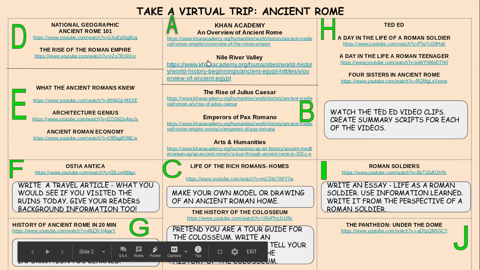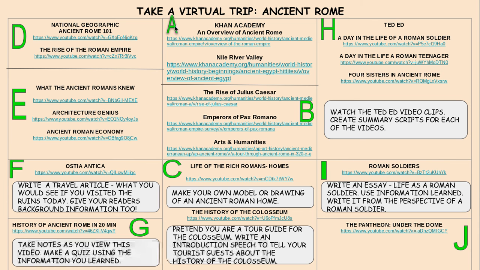Yesterday, on day one, you watched these two videos in section A and filled out your GRAPES organizer. You then filled out the Google form for ancient Rome day one. After that, you're like, wow, I'm interested in Roman soldiers. And for the Google form, I kind of want to do something a little bit different. I see that it says write an essay, life as a Roman soldier, use information learned, write it from the perspective of a Roman soldier. Okay, what does that mean? That's an alternative assignment right there to the Google form, not to the GRAPES organizer.